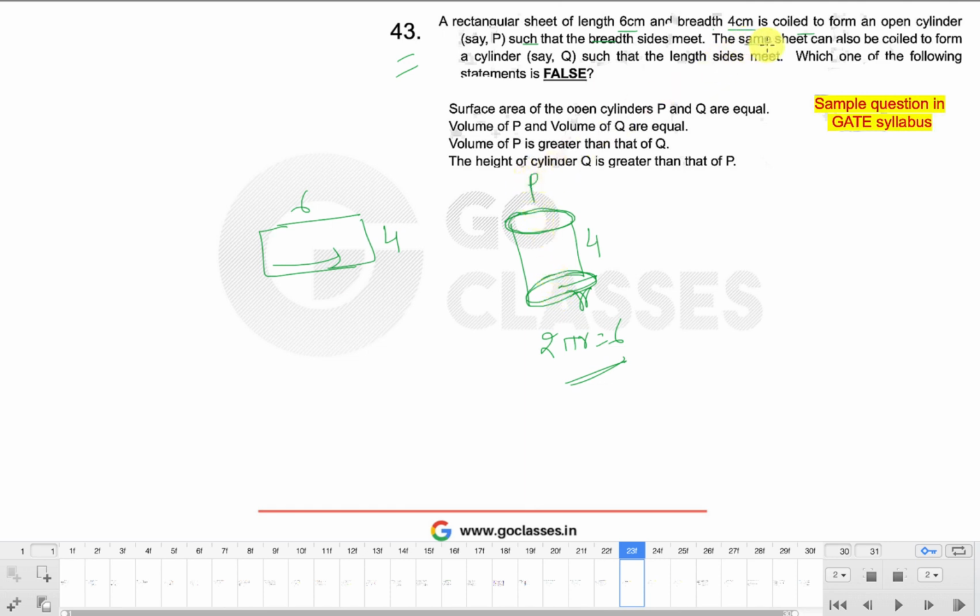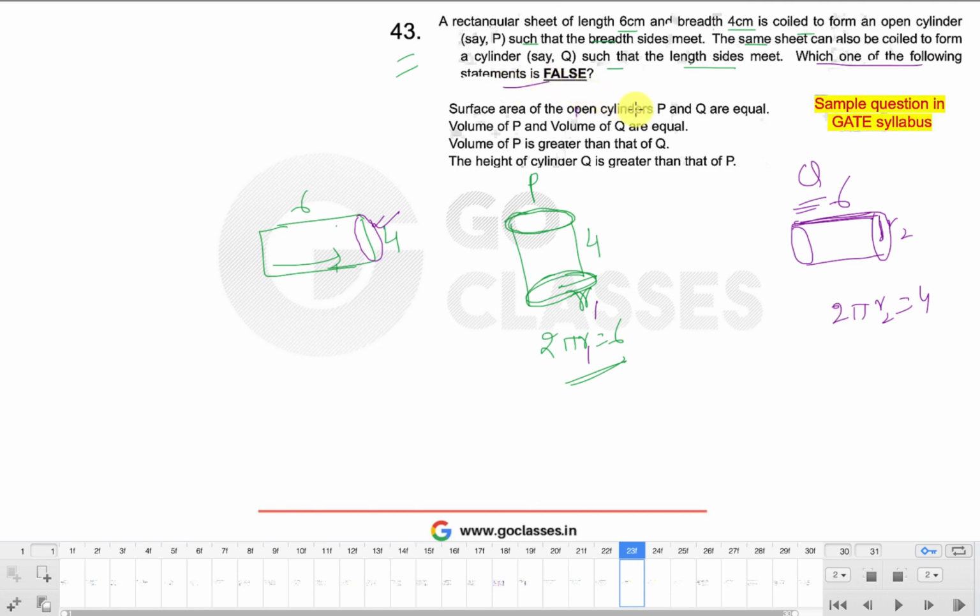The same sheet can also be coiled to form a cylinder Q such that length sides meet. Okay, if the length side meet, then the circle will be like this. Circumference of this one will be 4. If this is R2, so 2 pi R2 is 4 and this length is 6, if this is R1 and this cylinder is Q. Which one of the following statement is false?